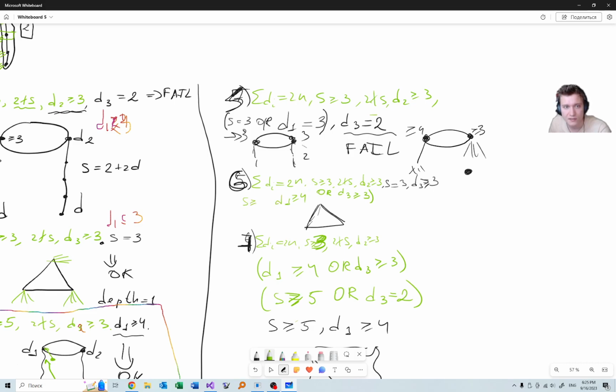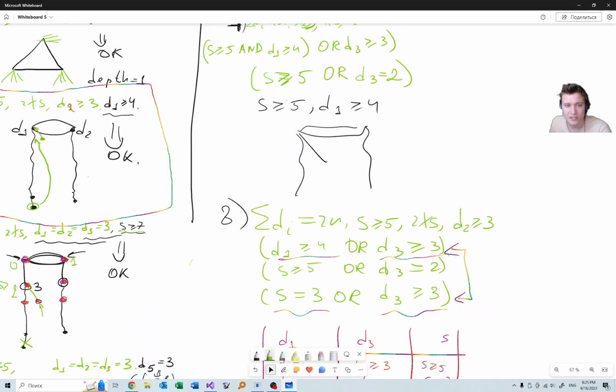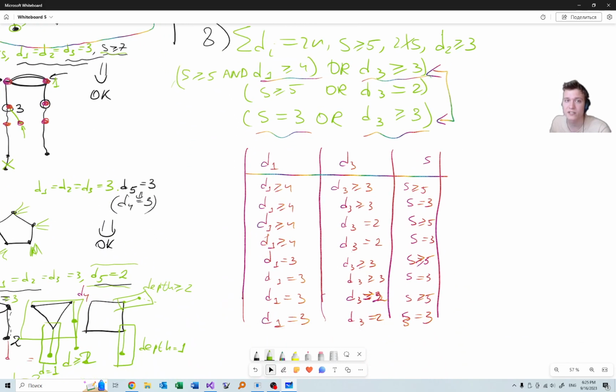So here I can rewrite it as s at least 5 and this or this. And again, here we can write s is at least 5 and d1 is at least 4 or this. And here we can write again one more time s is at least 5 and this or this. So let's write it into a truth table.